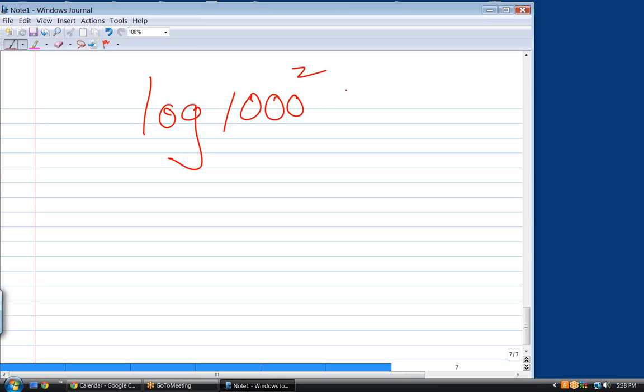Right, let's make it a little bit easier. Let's go ahead and put it's equal to some unknown value that we're trying to find. Okay. Now what? Can you solve for x? Would you make it 2 log 1,000? Well, that's a start.